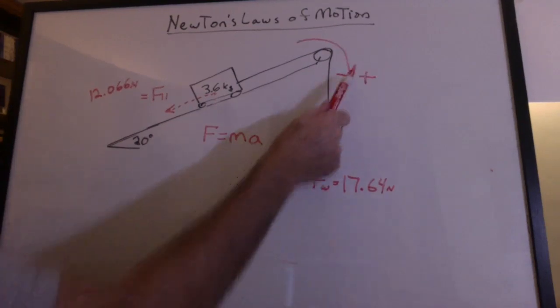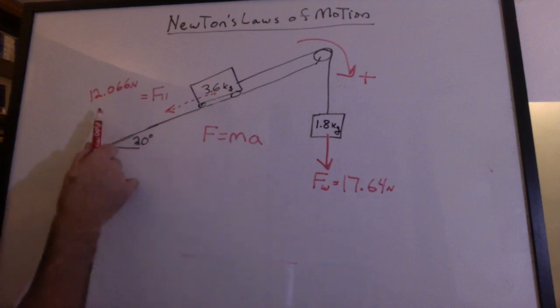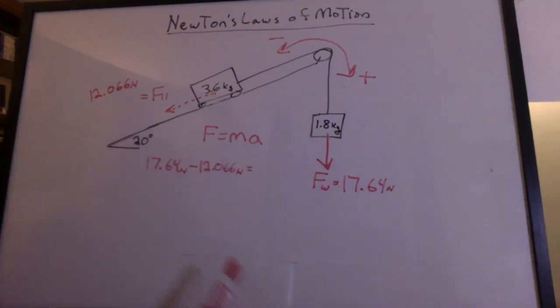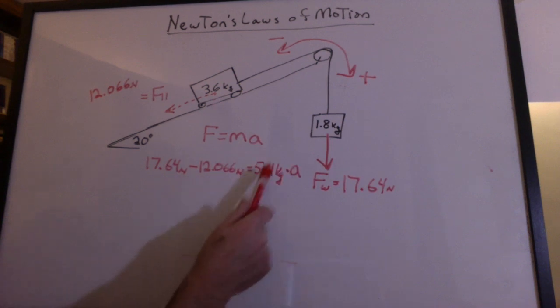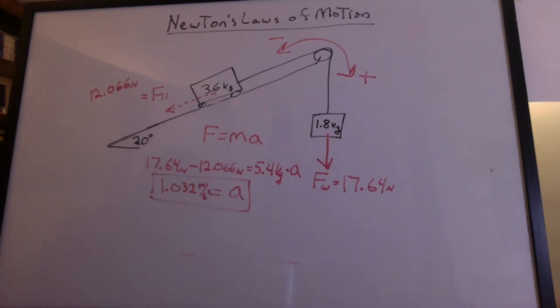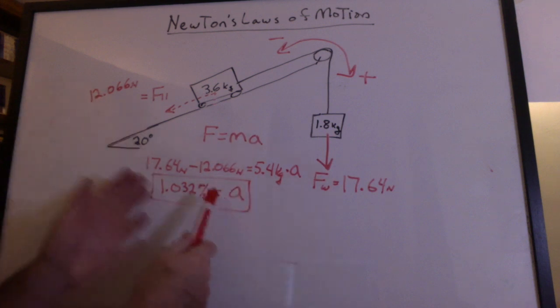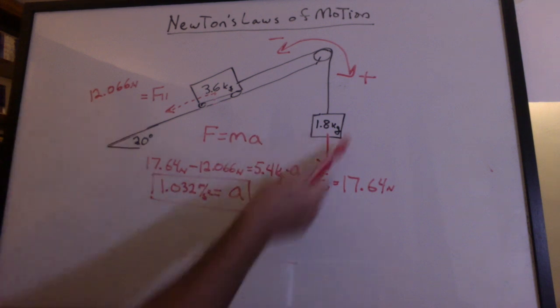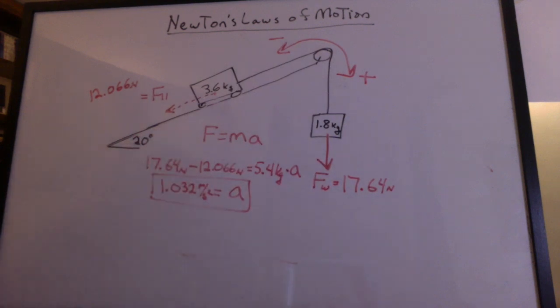I'll say this is the forward direction because that force is bigger than this force. So I have the forward force minus the backward force, and I get 5.4 kilograms for the mass of the whole system times a. And I got an acceleration of about 1 meter per second squared. Now, what if I set this thing up wrong and I ended up with a negative acceleration? That just means the acceleration is going this way. Of course, that could happen if this force was bigger than that force.